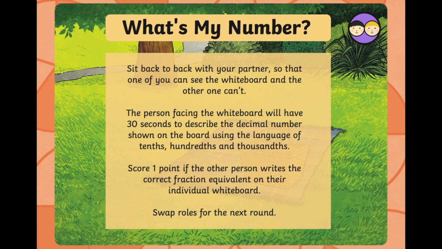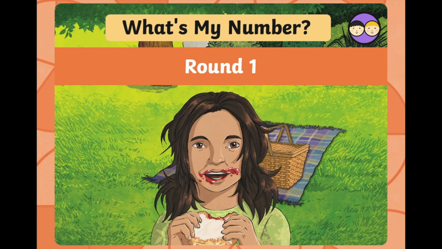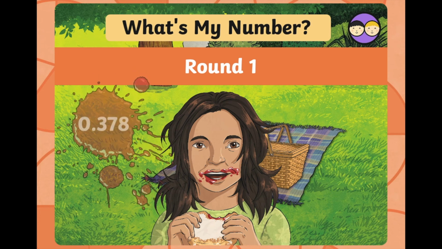The person facing the screen will have 30 seconds to describe the decimal number shown on the screen using the language of tenths, hundredths and thousandths. You'll score 1 point if the other person writes the correct fraction equivalent on their individual whiteboard or notebook, and then you'll swap roles for the next round. So, are you ready for round 1? Go.